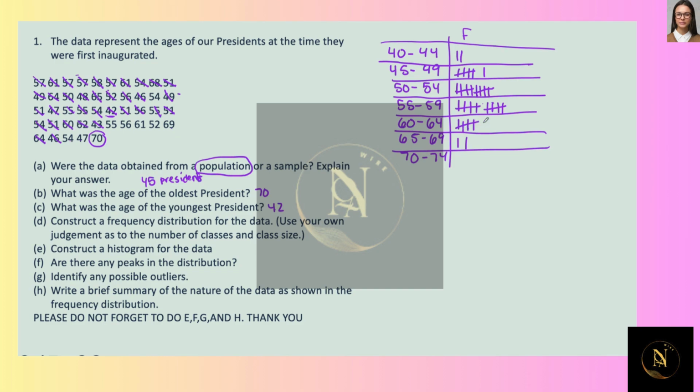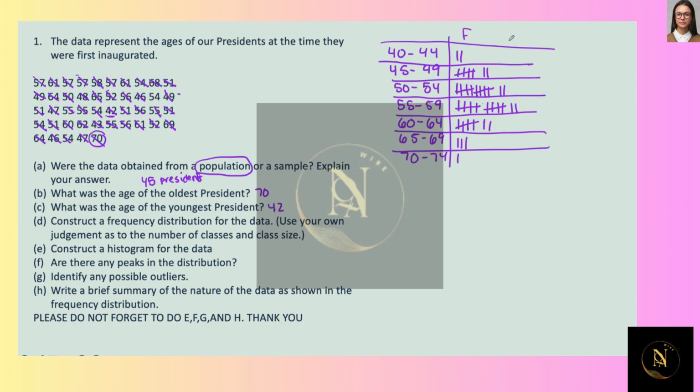A 62, 55, 56, a 61, 52, 69, 54, 47, and 70.